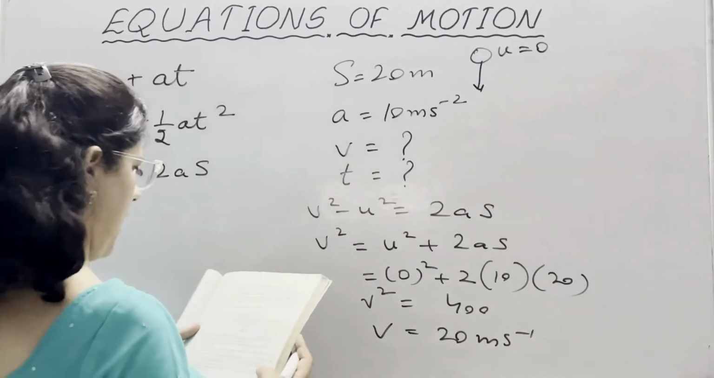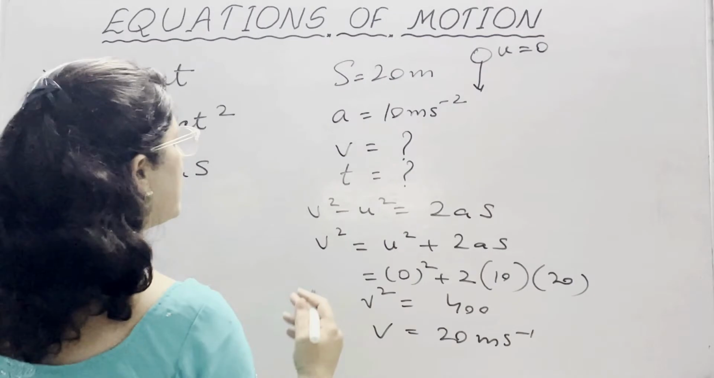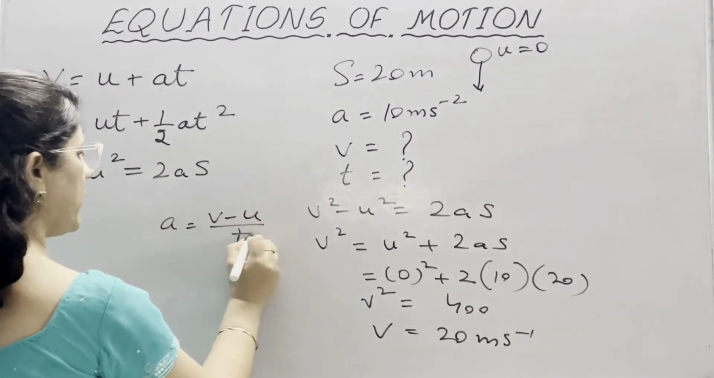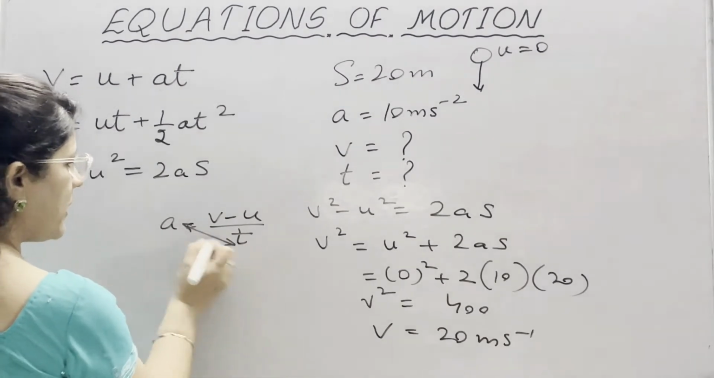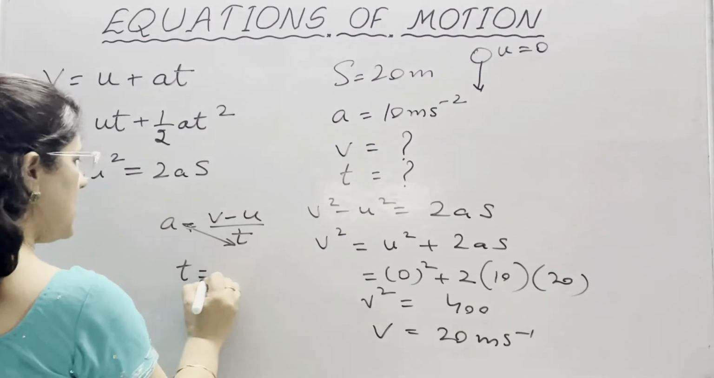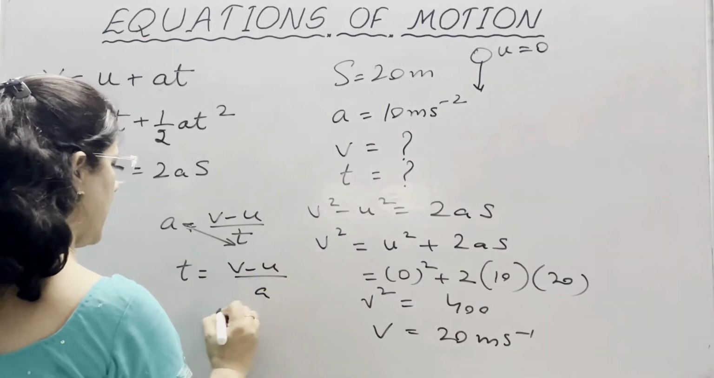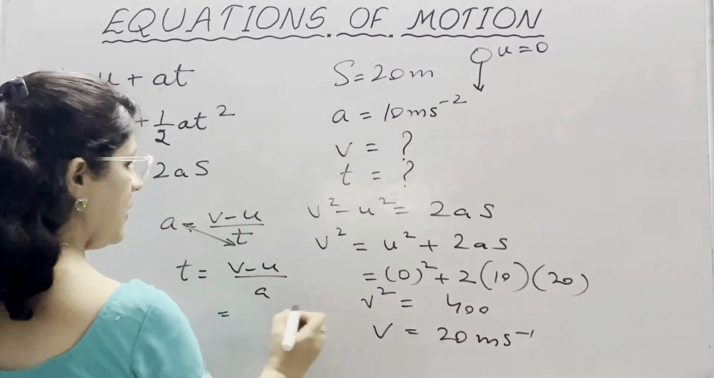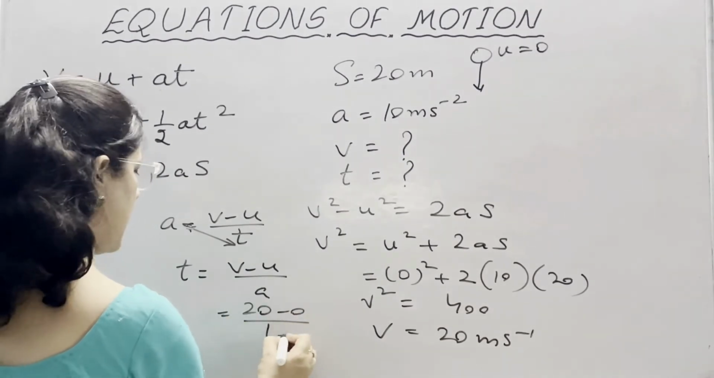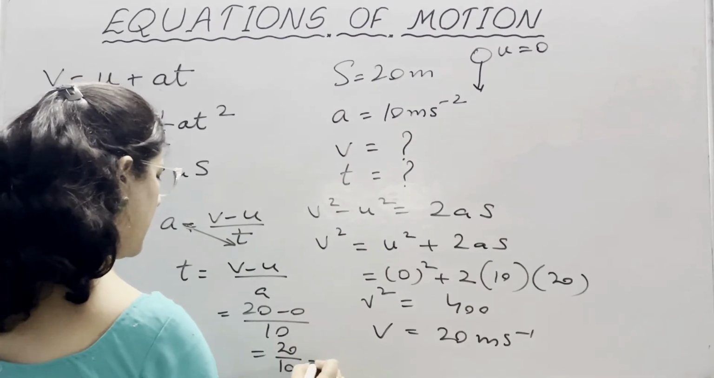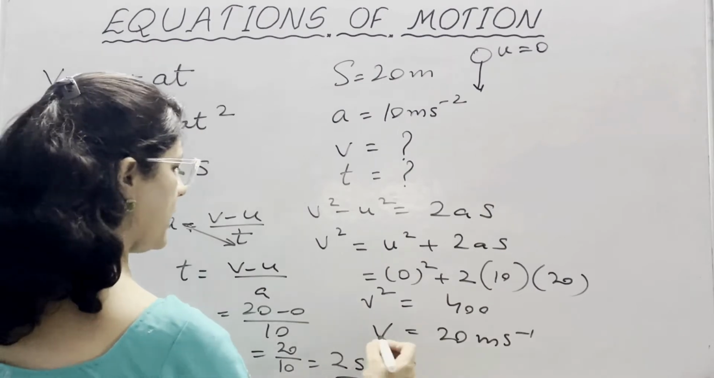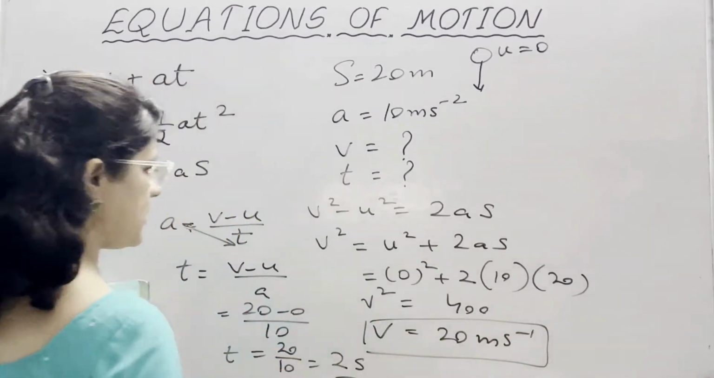In the second part, they have asked us after what time will it strike the ground? Time. So as we know, a is equal to v minus u upon t. Whenever we need to calculate t, just interchange these two, a and t. So t is equal to v minus u upon a. v we have just calculated, 20 minus 0 upon a is 10 which is given. So 20 upon 10 which is 2, time is 2 seconds. So time is equal to 2 seconds and velocity is equal to 20 meter per second.